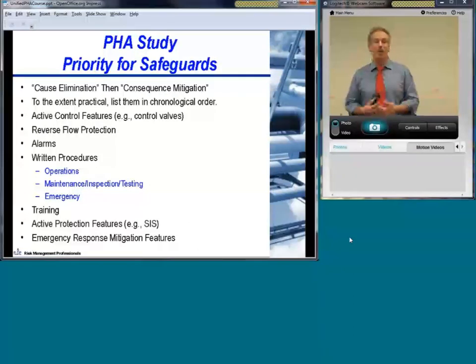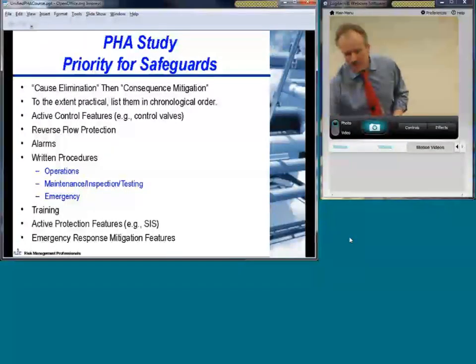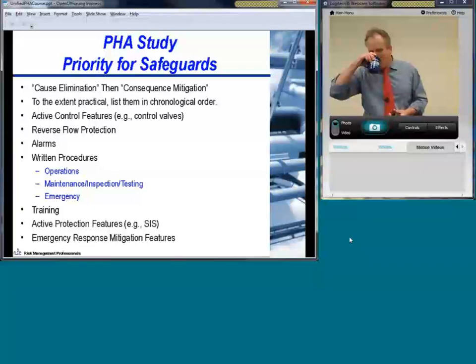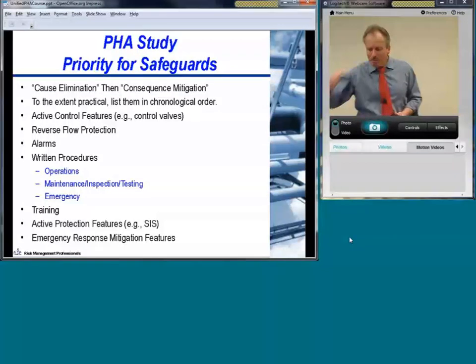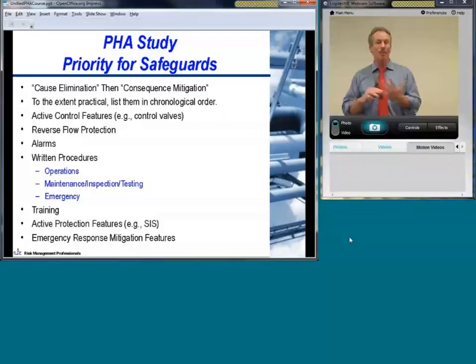Reverse flow protection, if a check valve helps, list it out. Then the team can decide how reliable the check valve is based on service, design, and if it's a valid safeguard. Alarms, again, are really good to include as long as the operator has time to properly hear the alarm.